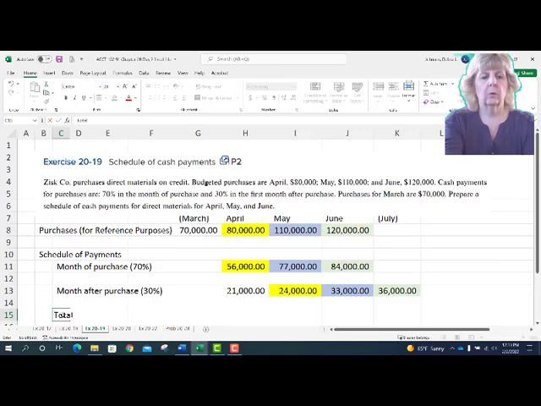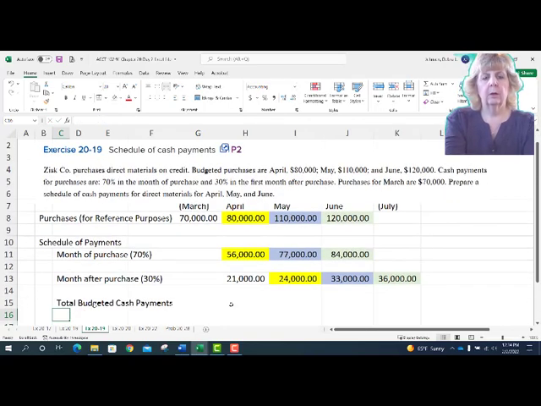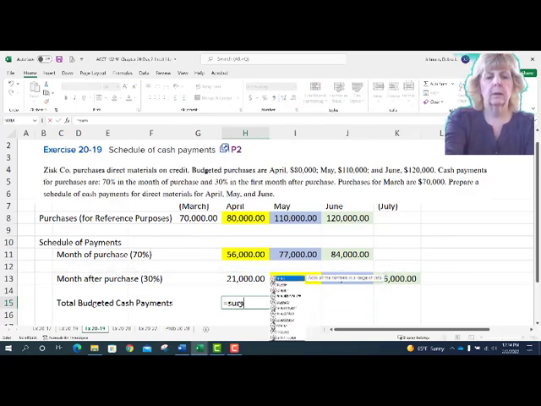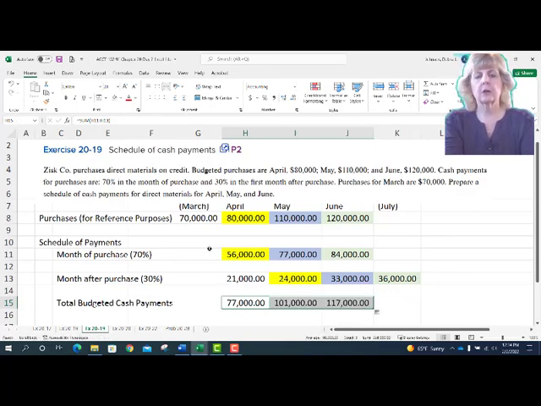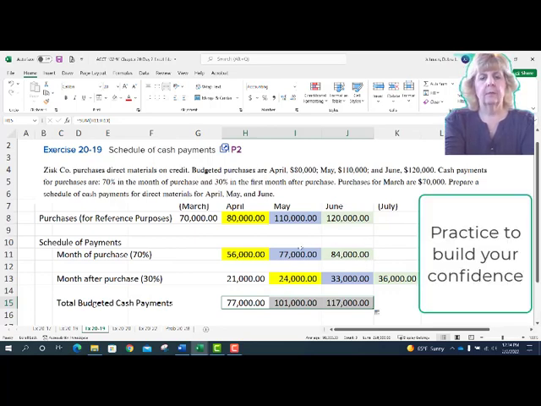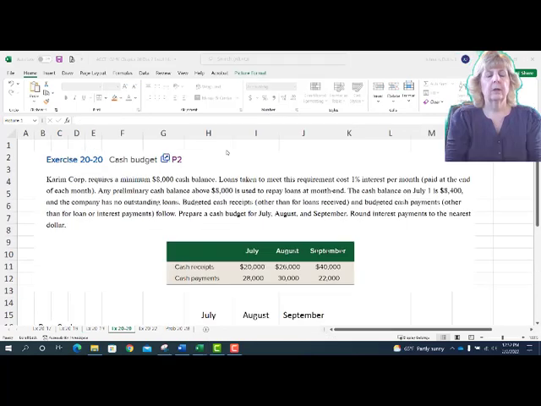They wanted the total budgeted cash payments. We would get a total line in there just for the 3 months in question. Sum those up. And then compare your answer to mine and see if you're able to do a simple cash projection. Again, practice makes perfect. If you get stuck on any of the items we're talking about, reach out to your tutor or reach out to me. Let's move on to the next.